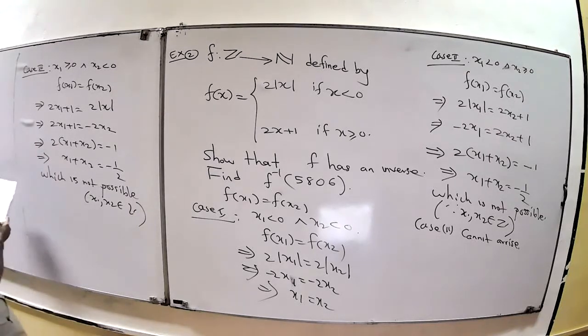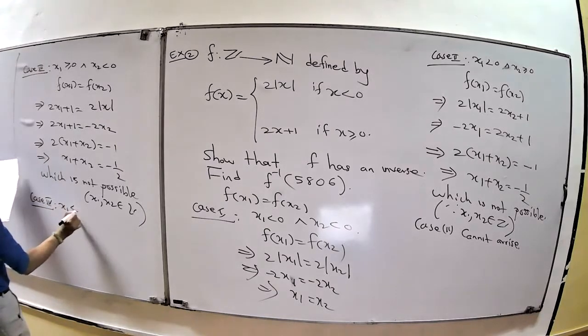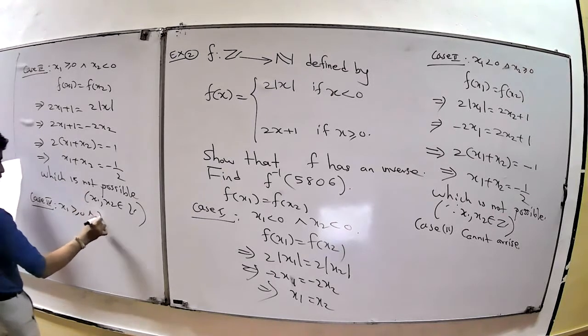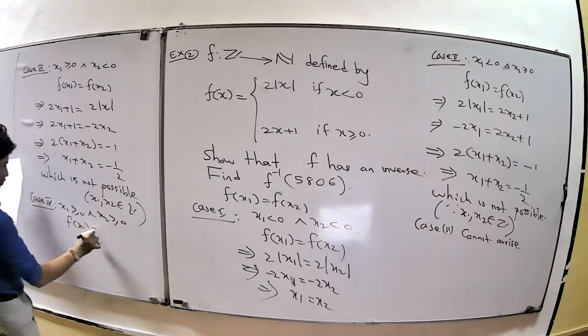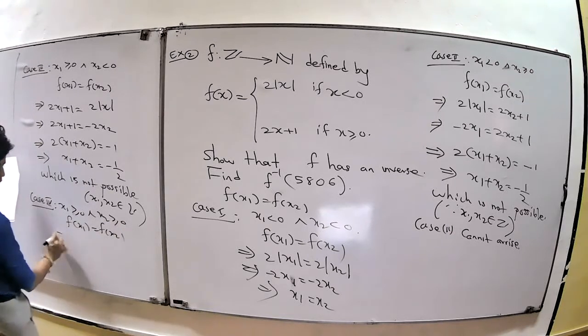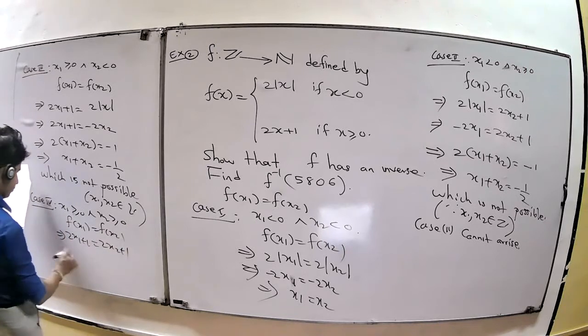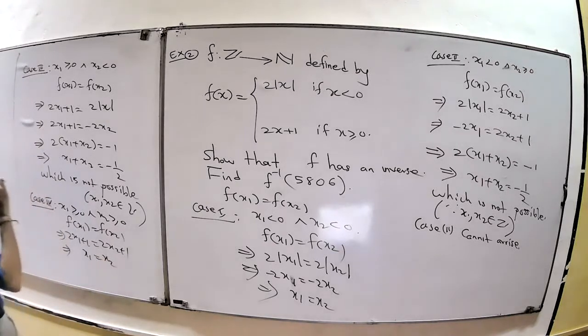That is not possible. Now case 4, based on s1 greater than or equal to 0 and s2 also greater than or equal to 0. For this case, we take f of x1 equal to f of x2, so 2x1 plus 1 equals 2x2 plus 1. From this, it implies x1 equals x2. Therefore, for the first case and last case only it is possible.